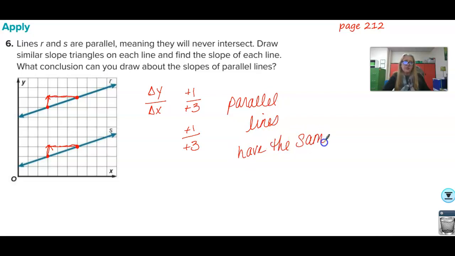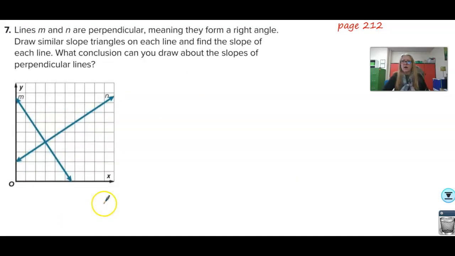Now the next question is going to ask you about perpendicular lines. Doesn't it seem like they should have opposite slopes? I think so too. Lines M and N are perpendicular, meaning they form a right angle. Draw similar slope triangles on each line and find the slope of each line. What conclusion can you draw about the slopes of perpendicular lines?